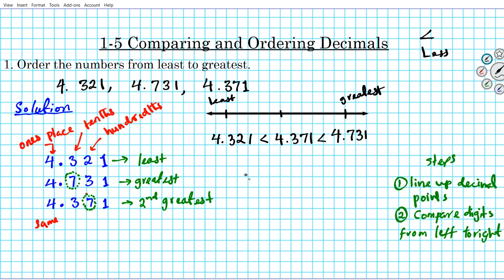So our answer is 4.321. We're going to separate them with commas, okay? Least. And then next is 4.371. And then the greatest is 4.731. Okay, ladies and gentlemen, that's the answer to question number 1. Let's go ahead and box that and take a look at another example.